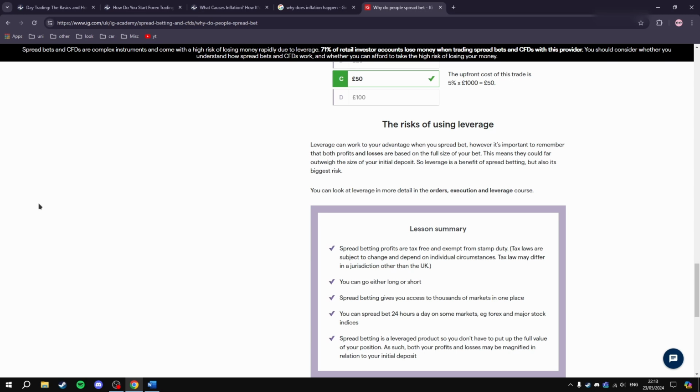Spread betting gives you access to thousands of markets in one place. You can spread bet 24 hours a day on some markets, e.g. forex and major stock indices. Spread betting is a leveraged product, so you won't have to put down the full amount of your position. As such, both your profits and losses may be magnified in relation to your initial deposit.